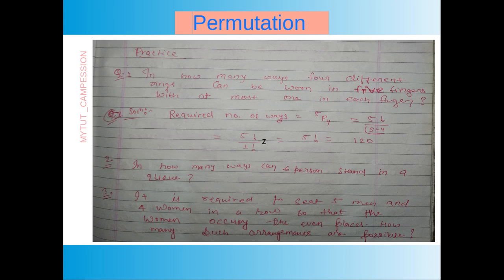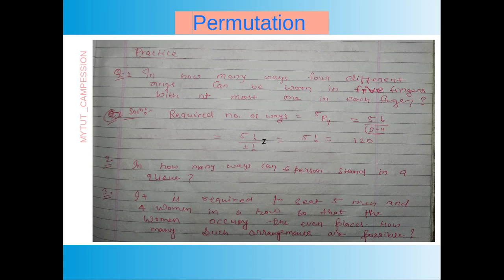You can put the 4 rings one by one on the 5 fingers. So how many ways can you do it? The required number of ways is equal to 5P4. How many permutations are possible? In 5P4, n is equal to 5. Why? We have 5 fingers, so there are 5 things, and the arrangement of rings on your 5 fingers is 4. r is equal to 4.